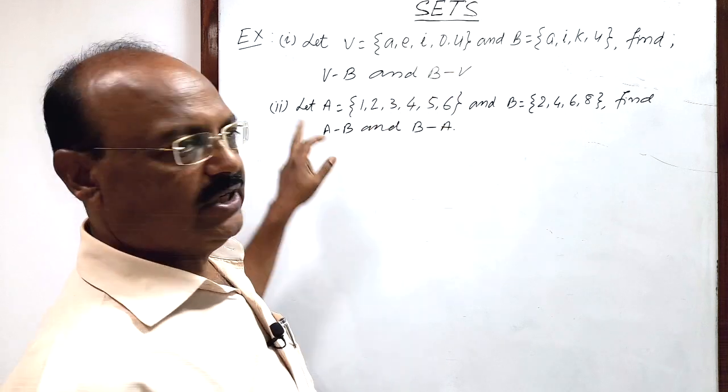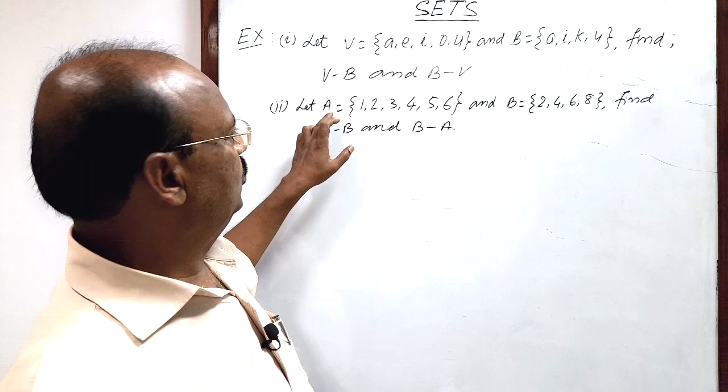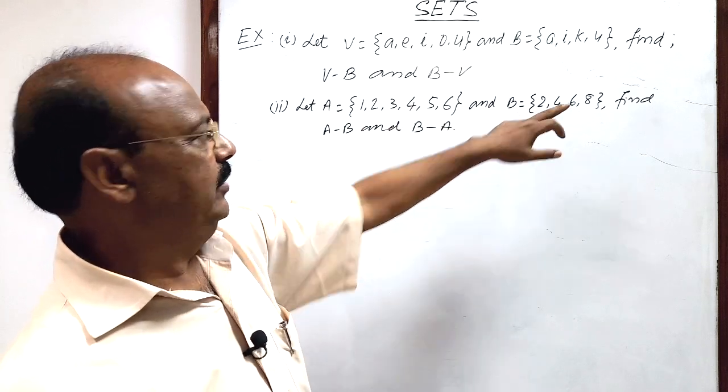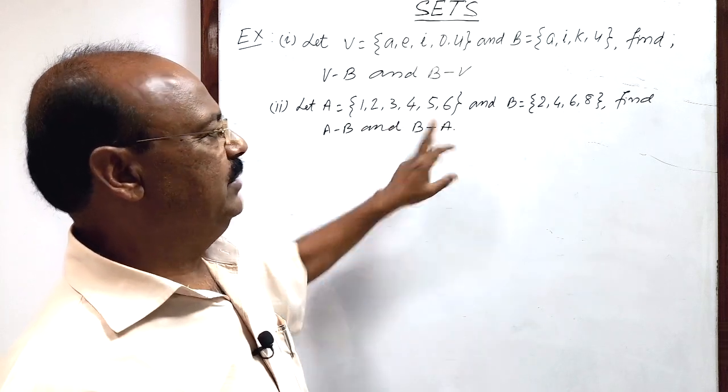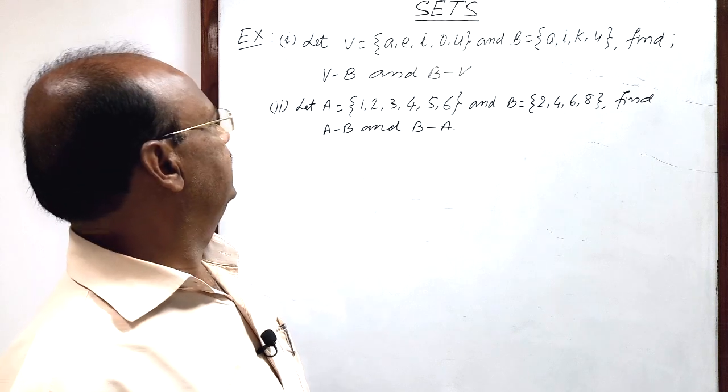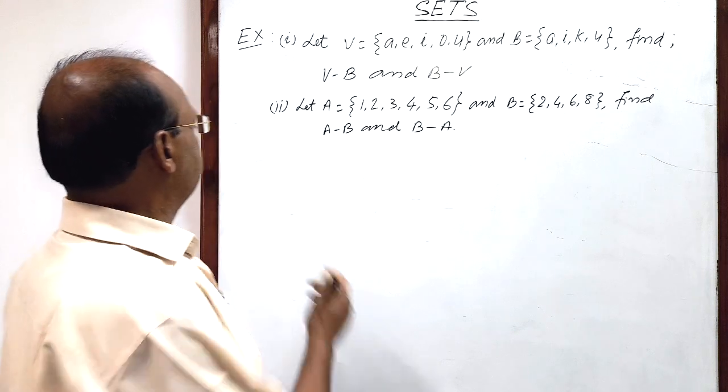Second part of this question is also exactly similar. Here two sets A and B are given. We have to find A minus B and B minus A. So let us see these questions. Very interesting and simple questions.